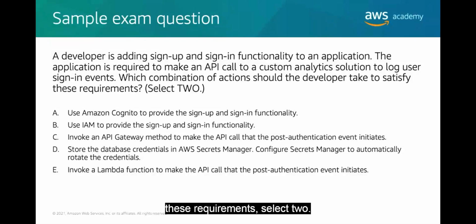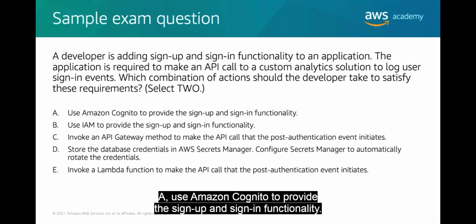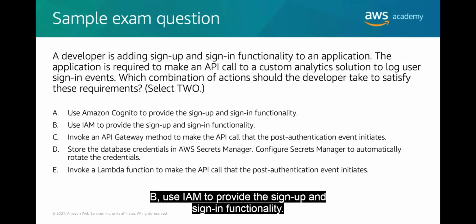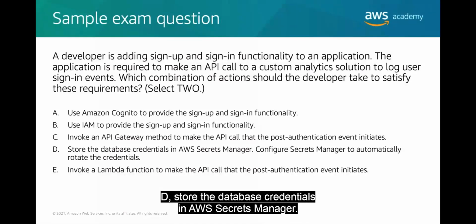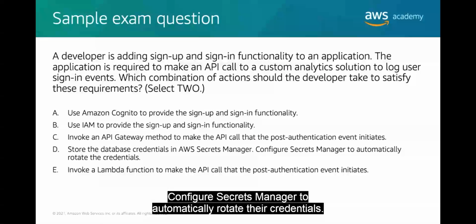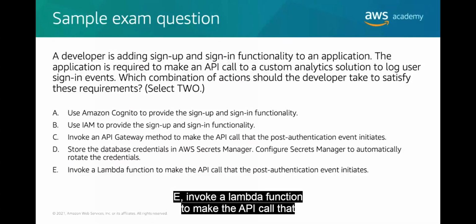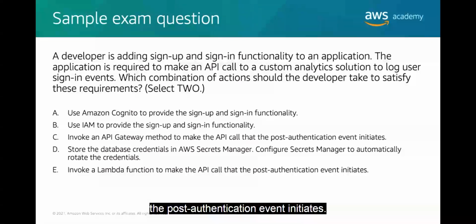Select two. A. Use Amazon Cognito to provide the sign-up and sign-in functionality. B. Use IAM to provide the sign-up and sign-in functionality. C. Invoke an API gateway method to make the API call that the post-authentication event initiates. D. Store the database credentials in AWS Secrets Manager. Configure Secrets Manager to automatically rotate the credentials. E. Invoke a Lambda function to make the API call that the post-authentication event initiates.